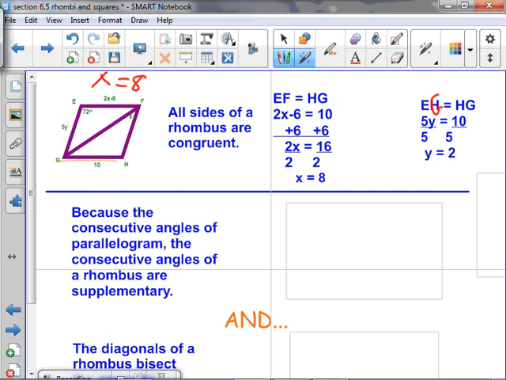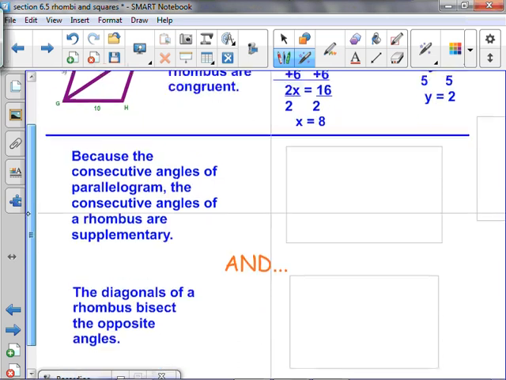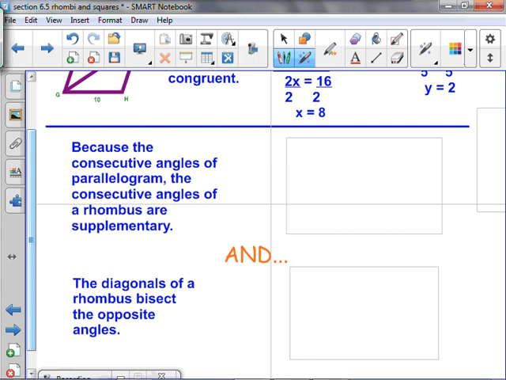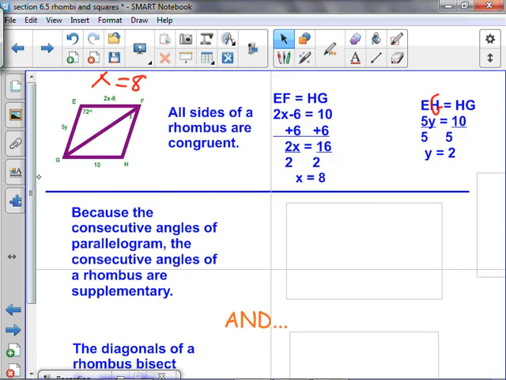So 5y equals 10. You can solve for y easily. And then to find z, we have to figure out something to do with that. Okay? So we go down here and we know that because they are consecutive angles of a parallelogram, then the rhombus, I apologize. Let me try one more time.